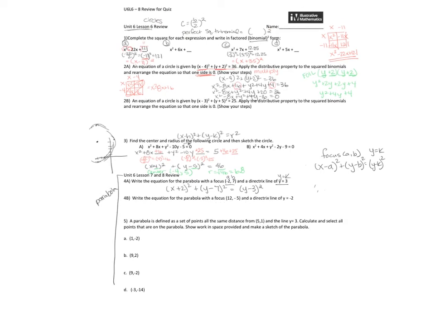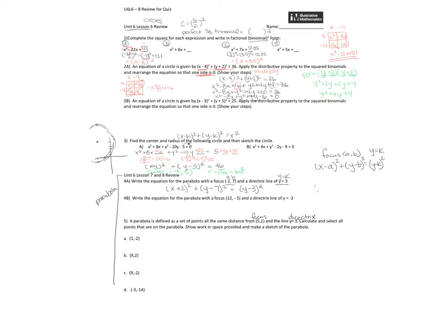Number 5 says a parabola is defined as a set of points all the same distance from 5, 1, this is my focus, and the line y equals 3, that would be my directrix. So in this problem, it says calculate and select all the points that are on the parabola, show work in the space provided, and make a sketch of the parabola.